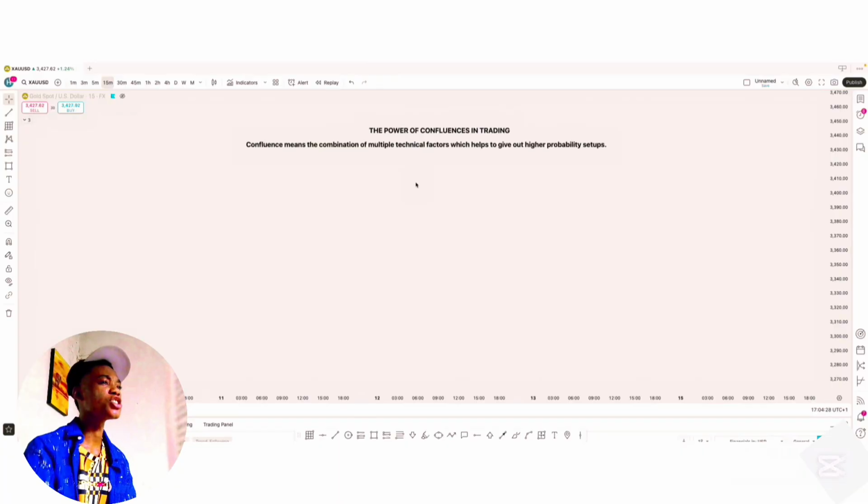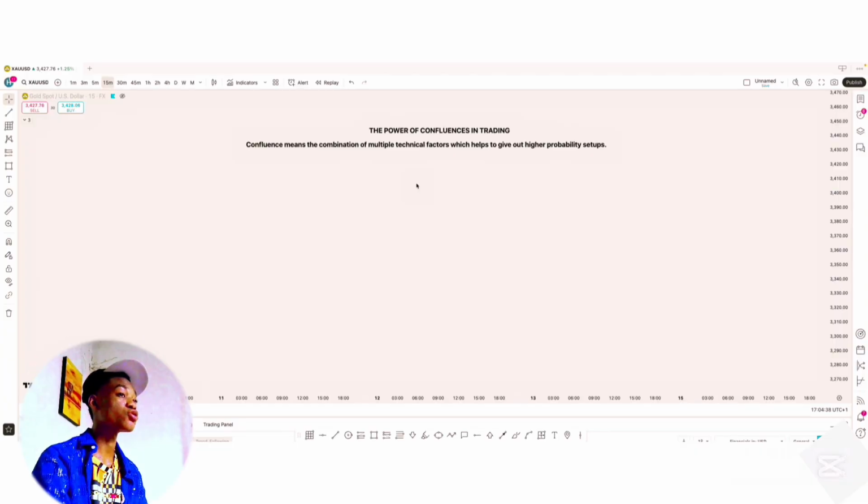Alright traders, let's discover the power of confluence in trading, because most of you take trades without considering some factors in the market. You don't just jump into the market because of the pressure that you want to make money. You need to stay very organized even when you are mapping out your trading plan. You need to have a list of technical factors you need to see present on the chart before you decide to take your trades. That is what we call confluence. From the screen, you can see I have given a simple meaning of what confluence means. It means the combination of multiple technical factors which help to give higher probability setups.